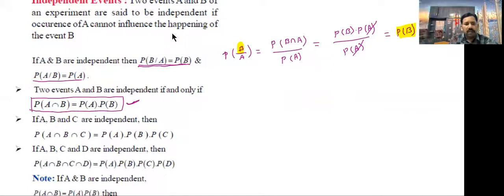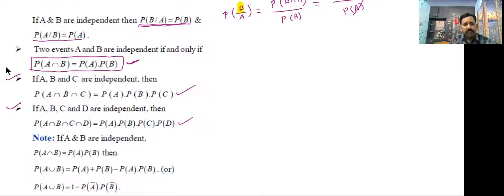Now, third one. If A, B, C are independent events, then P of A intersection B intersection C is equal to P of A into P of B into P of C. If A, B, C, D are independent events, then we can write P of A into P of B into P of C into P of D. Now, A and B are independent events, P of A intersection B is equal to P of A into P of B.